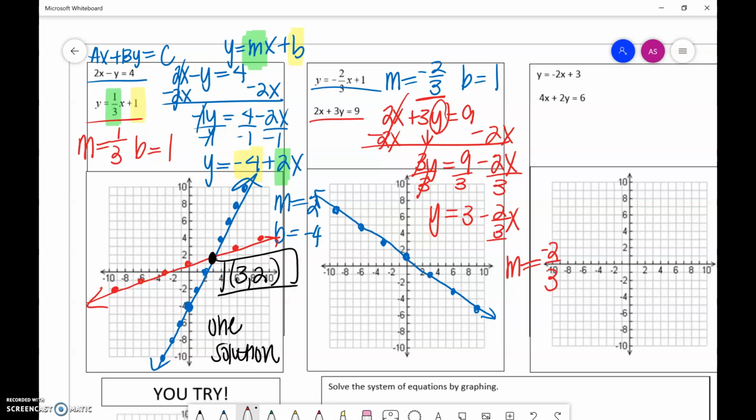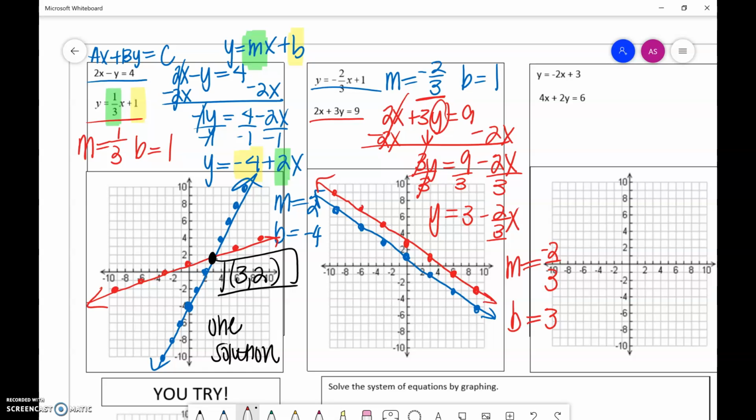Okay, so I have m equals negative 2 over 3, and I have b equals 3. So we're going to start at 3 for our y-intercept, and we're going to go down 2 over 3, down 2 over 3, down 2 over 3. And the rest of these, up 2 over 3, up 2 over 3, up 2 over 3. And that's my graph, okay?